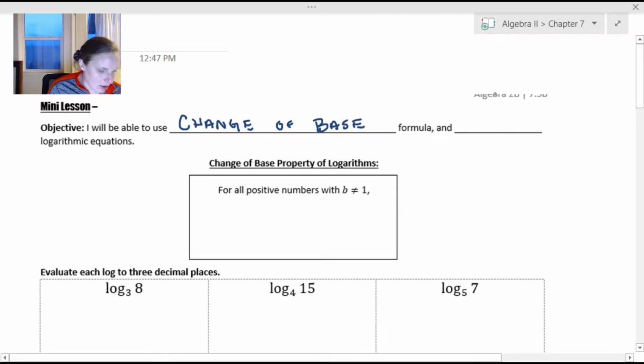Change of base formula and solve logarithmic equations using those properties that we just learned. So the change of base formula, it's a different way to evaluate stuff. I'll show you in a sec.